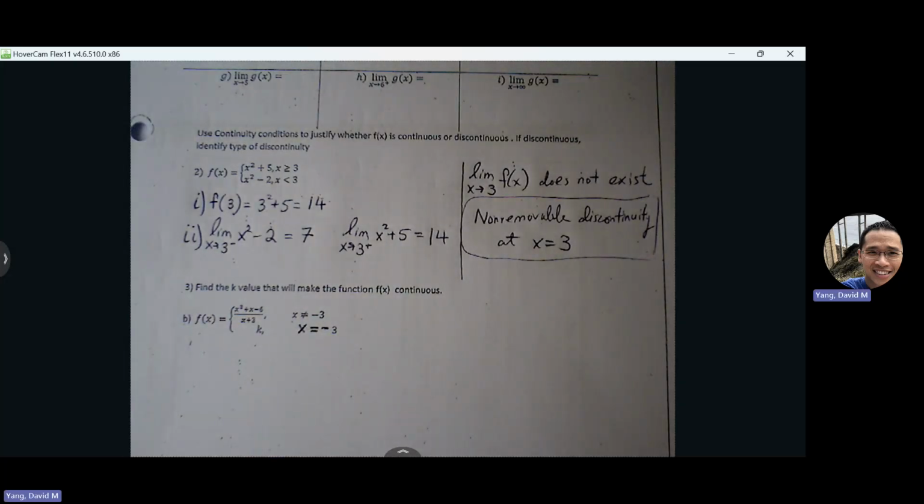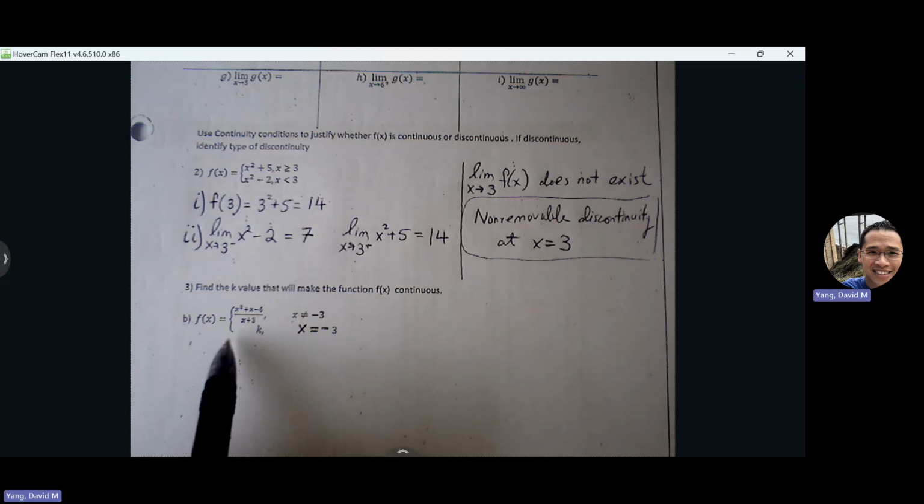Number 3, find the k-value that will make the function continuous. So now we're going to use continuity condition as a problem-solving tool, as an equation-solving tool. We're just going to walk through our conditions, and then eventually we're going to be able to solve for k just by the nature of our conditions.